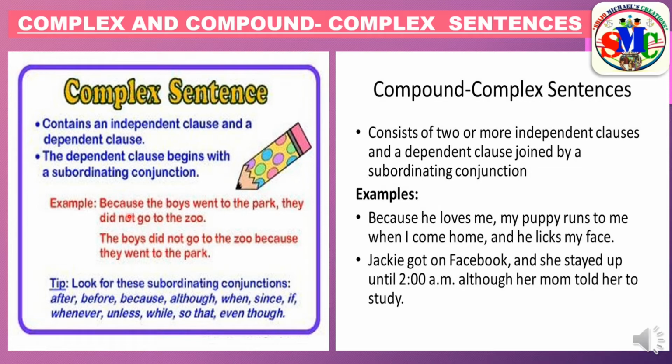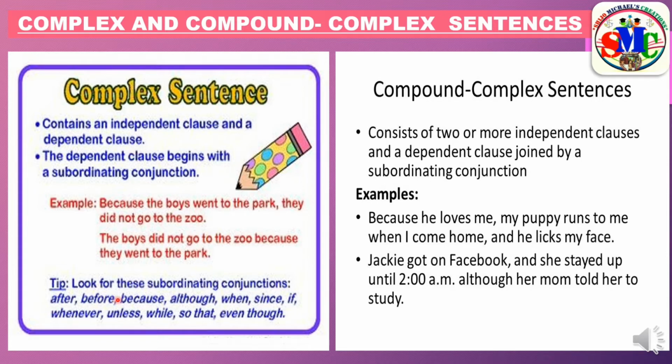Here you can see, because the boys went to the park, that is a dependent clause, and they did not go to the zoo, that is an independent clause. So both together make a complex sentence. Now let us see the difference between a complex sentence and a compound sentence. A compound sentence consists of two independent clauses, but a complex sentence contains an independent clause and a dependent clause. That is the main difference.